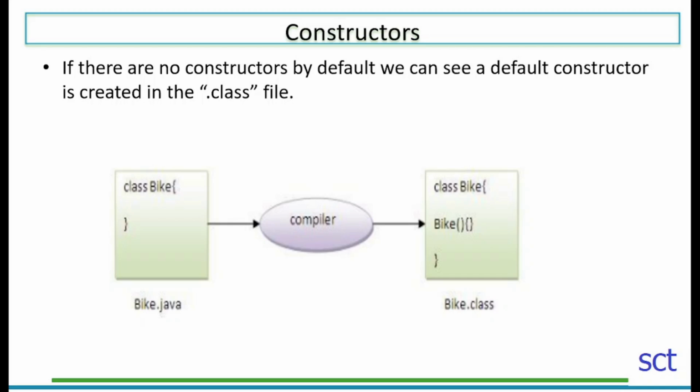For example, if you don't have a default constructor in our class, by default when you compile a Java file, the .java file, the compiler itself will put one constructor here. That constructor will be a default constructor. So how do you understand this concept?